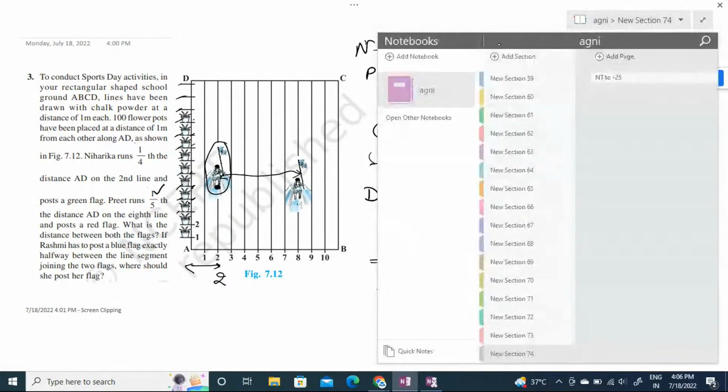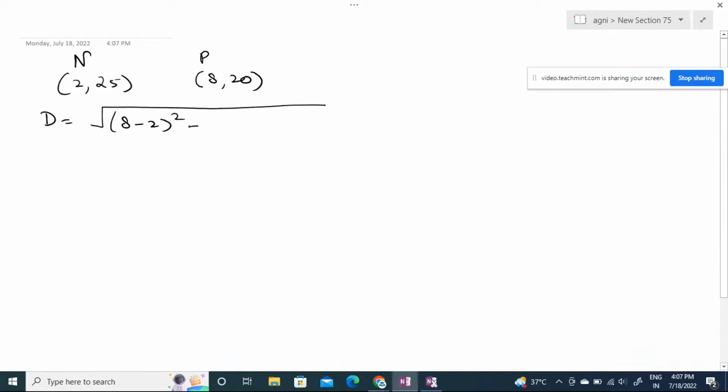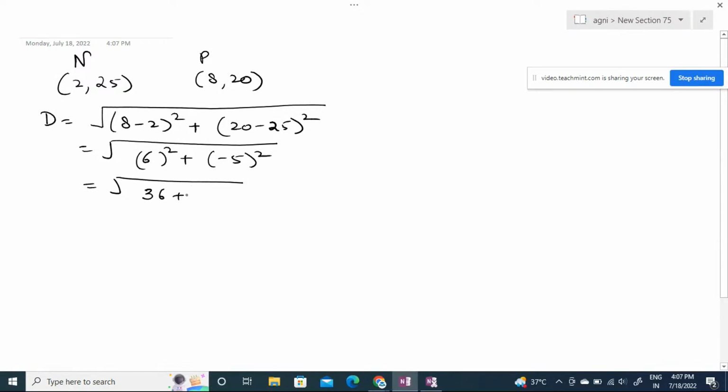I will use another page. So the coordinates of Niharika become 2 and 25, and for Preet 8 and 20. So the distance between them is 8 minus 2 whole square plus 20 minus 25 whole square. So it becomes 6 square plus minus 5 whole square, that is 36 plus 25, that is under root 61.